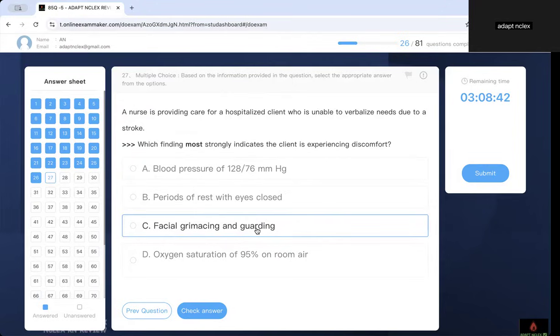The blood pressure is normal. It's not going to tell me. When they're resting, they close their eyes. It does not mean anything. But when the facial expression changes, I'm worried about it.